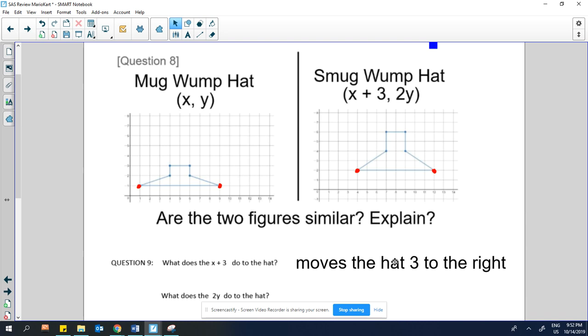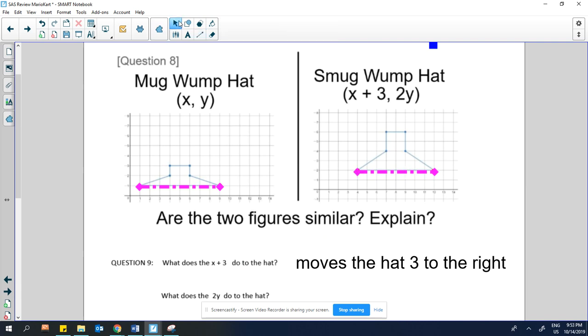Okay. Did it change the size of the width? No. This is 8 long, and it is still 8 long. It just moved from 1 to 9, and now instead it's from 4 to 12.